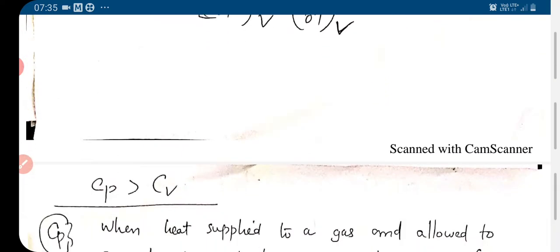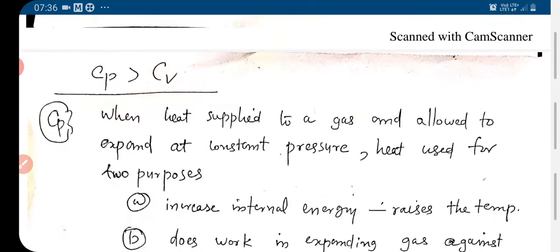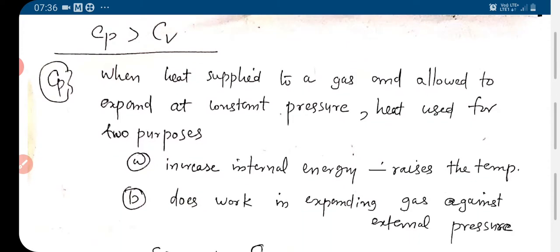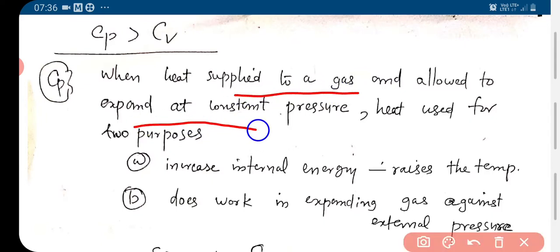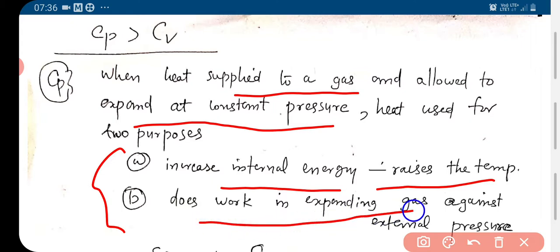Now, Cp is always greater than Cv. The specific heat at a constant pressure is always greater than the specific heat at a constant volume, because when you supply heat to a gas and allow it to expand at a constant pressure, the heat energy supplied is used for two purposes: to increase internal energy, and in that way the temperature increases, and to do work in expanding the gas against external pressure.